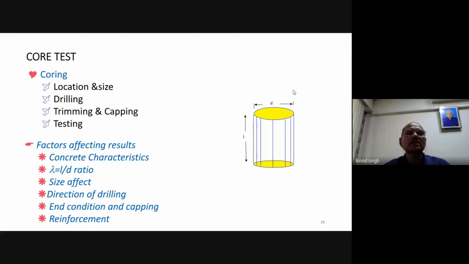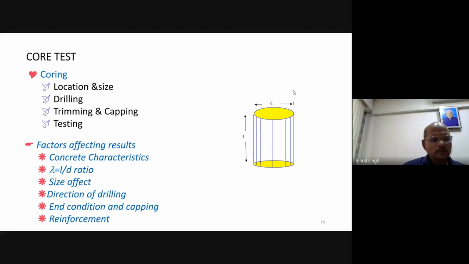For the core, you first have to decide the location. Even if it is a column, you decide whether you want to take it from the central zone or from the top zone. If it is a slab or beam, the location has to be decided by the engineer in charge. Generally you should extract the core from the place where the bending moment is approximately less. Suppose you want to do coring in columns, you take it from the central zone, where the bending moment will be least. That location you have to give for the drilling. Then you have to cut it properly, because you may not get a smooth surface.